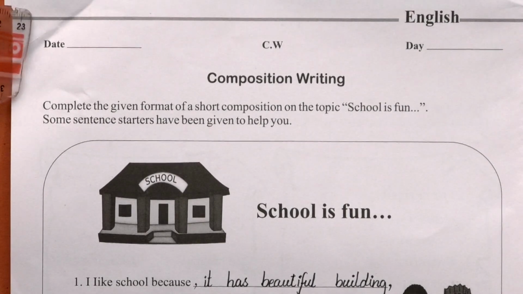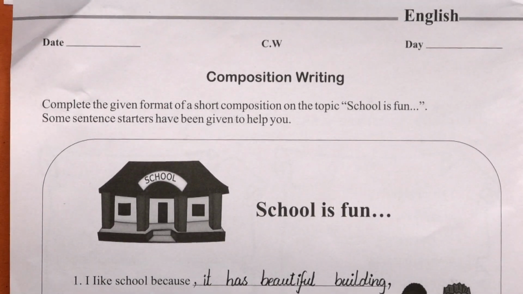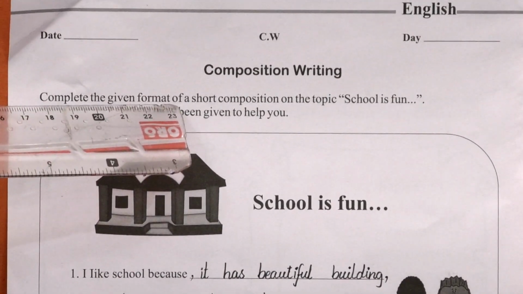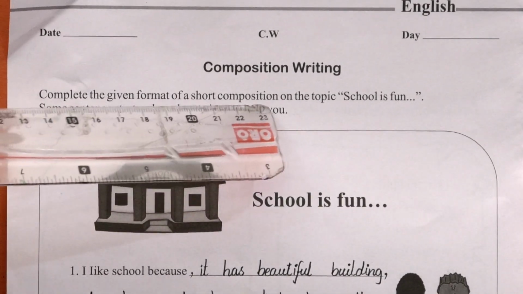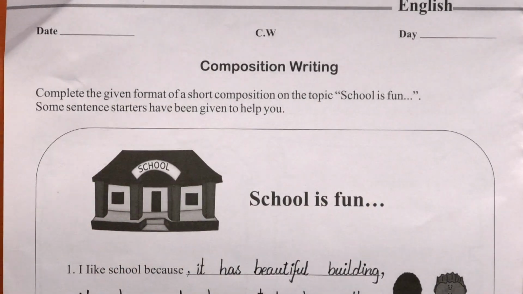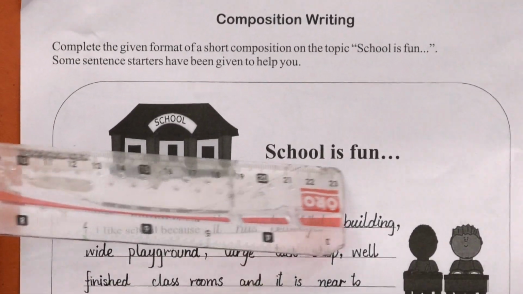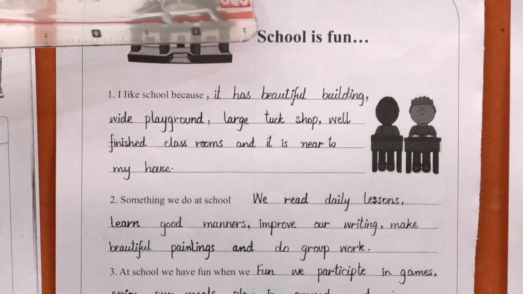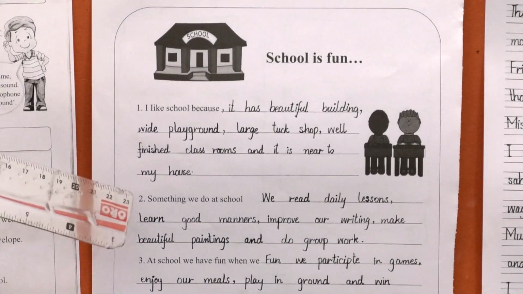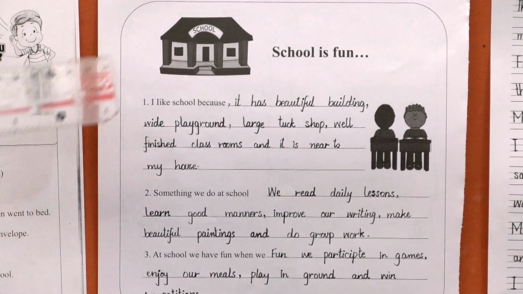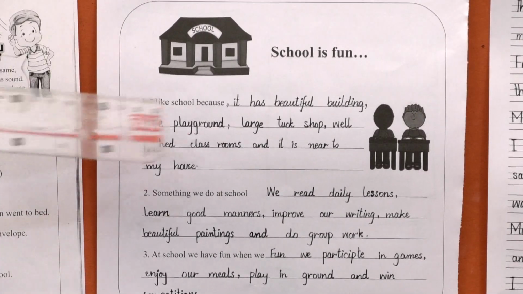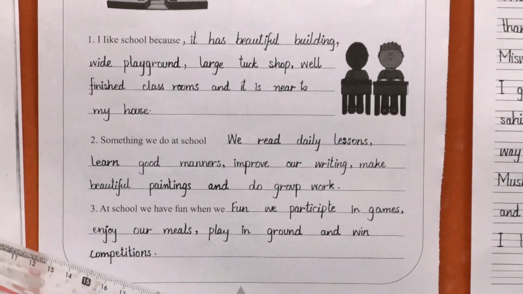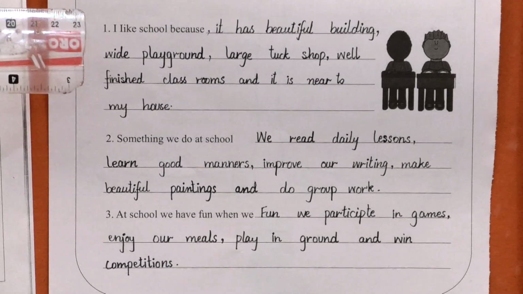This is the composition writing portion of your workbook. Your activity is to complete the given format of the short composition on the topic school is fun. The topic which is given to you is school is fun. Some sentence starters have been given for your help. Now let's complete the starters. Make them into a paragraph according to the slot given to you.